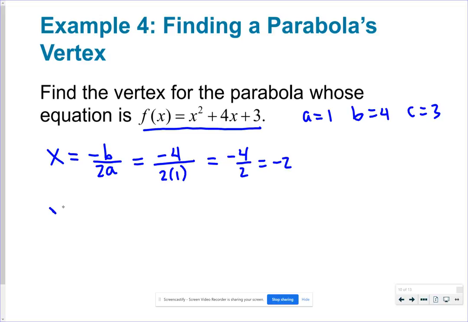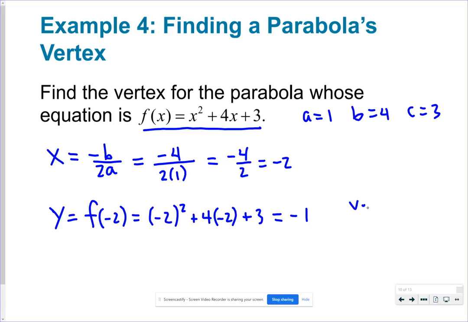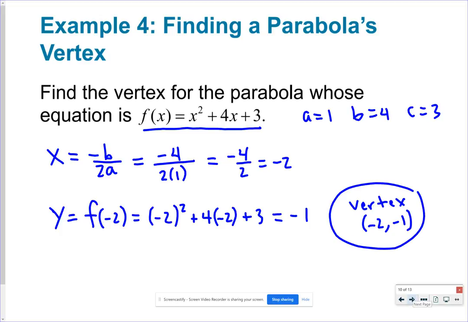Then I find the y value by plugging negative 2 into my quadratic. Remember the parentheses. You're squaring the negative 2. And when we do that calculation, we get negative 1. So our vertex is the point negative 2, negative 1. Okay, which matches up with what we found when we were making our table of values earlier. Okay, let's do a couple more examples.